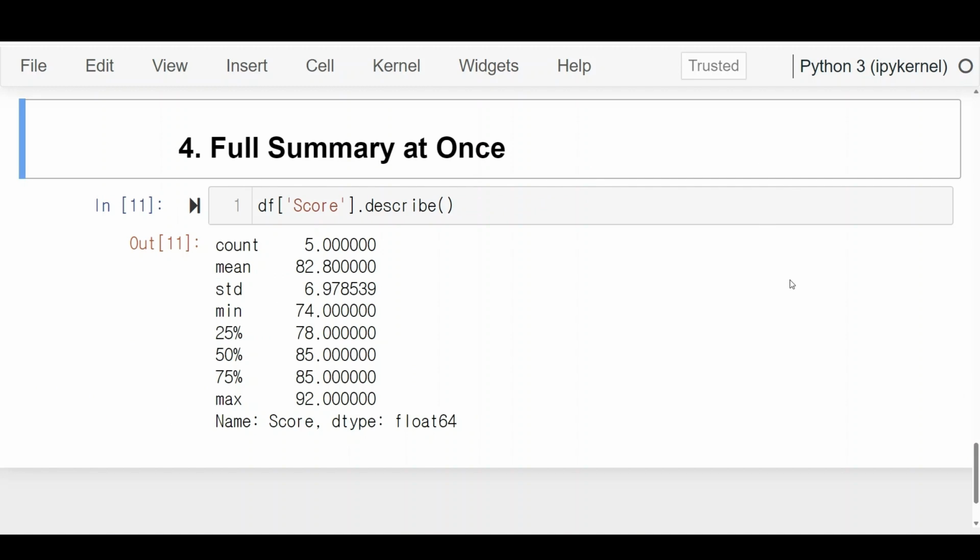Rather than calculating each statistic one by one, pandas offers a shortcut, .describe. This single command gives us count, mean, standard deviation, min, 25th percentile, 50th percentile, 75th percentile, and max all at once. It's a fantastic way to get a quick overview.